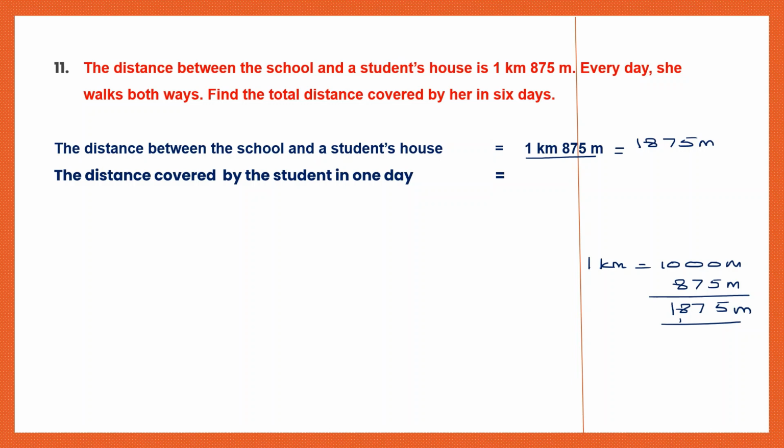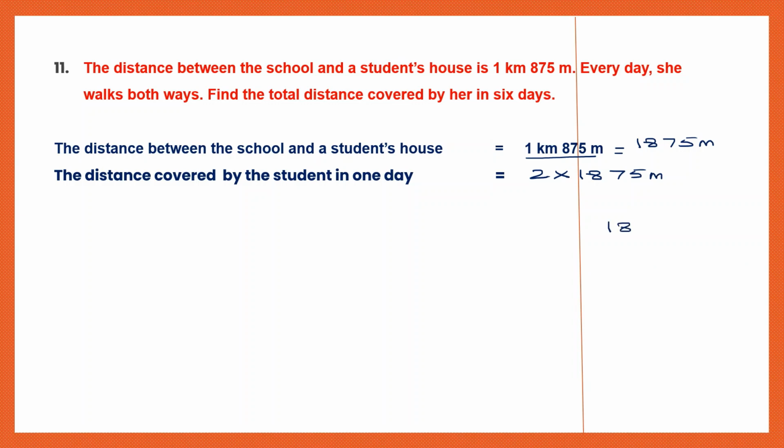So in 1 day, she has to go twice that distance. That means 2 into 1875 meters. So let's multiply that. So that is 1875 into 2. 2 5s are 10, carry 1. 2 7s are 14 plus 1 15, carry 1. 2 8s are 16 plus 1 17, carry 1. 2 1s are 2 plus 1 3. 3750. So let's write that 3750 meters. So this is the distance covered by the student in 1 day.